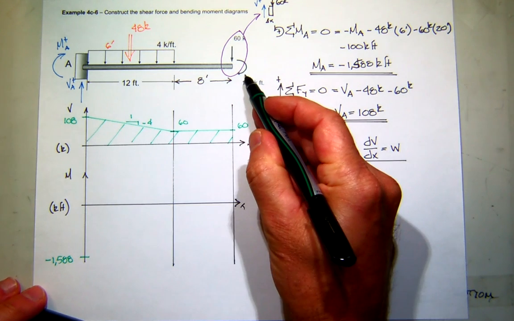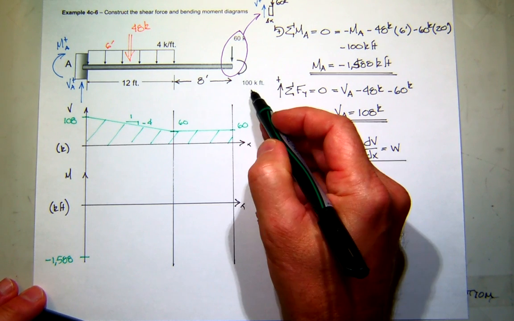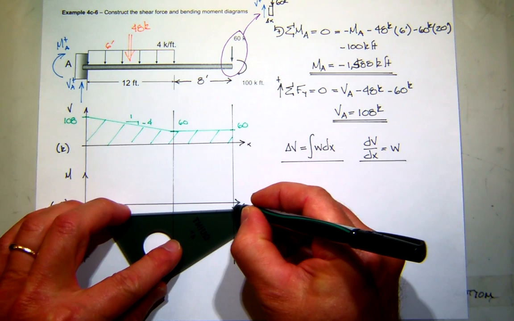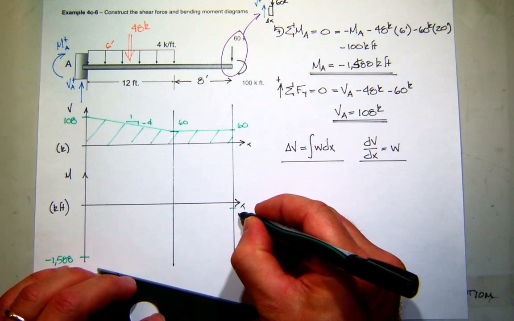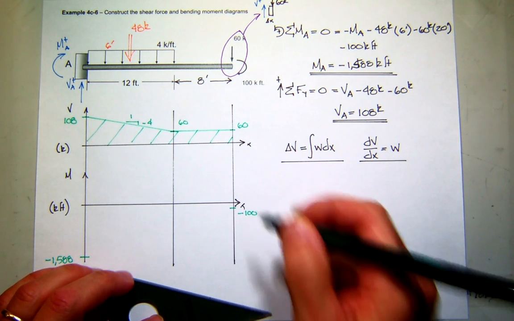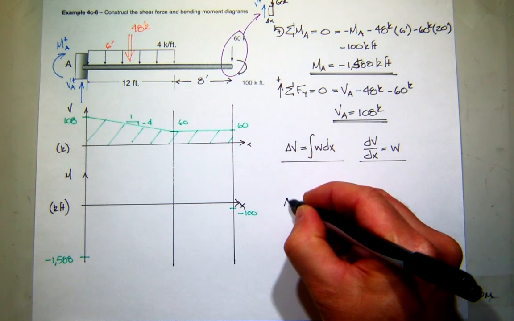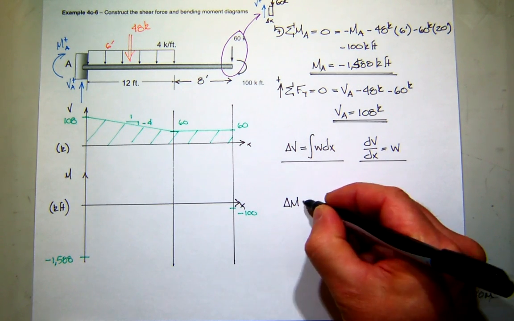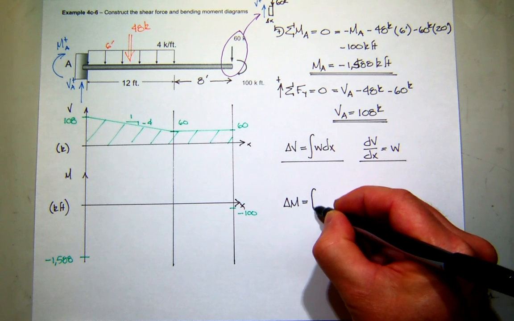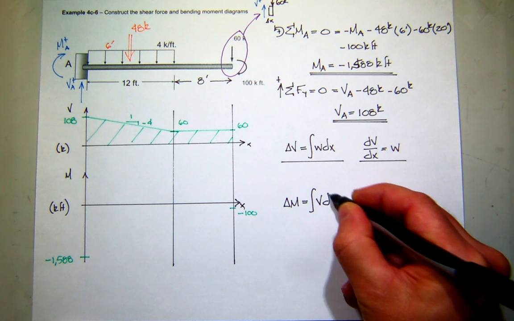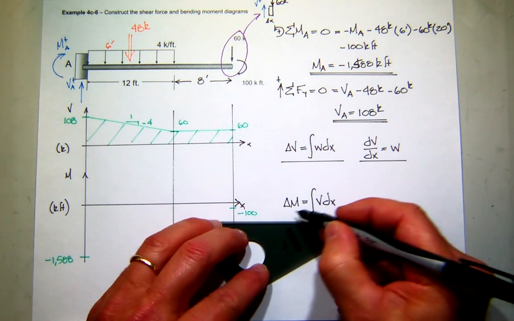And what should we end at? 100. This is going to be not to scale, but you'll get the idea. So let's make sure that we can connect those 2 points. Now for the moment diagram, the change in moment between these 2 points is equal to the area of the shear. So you can see how these things build.